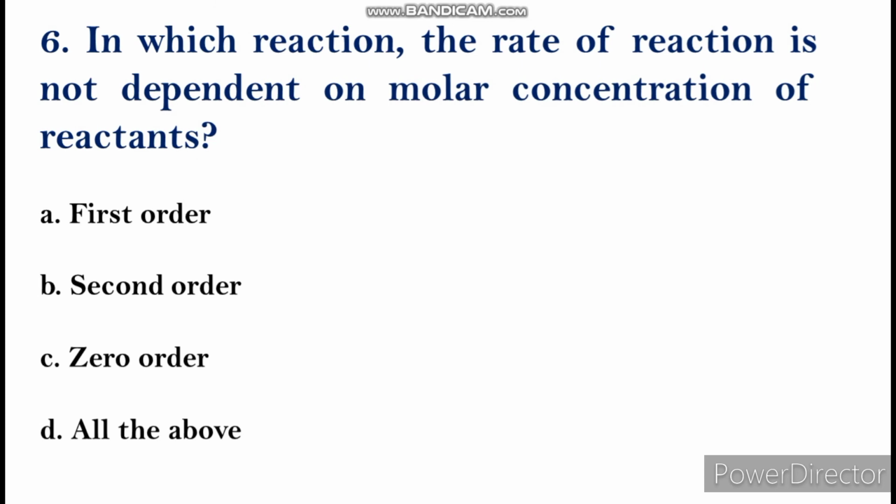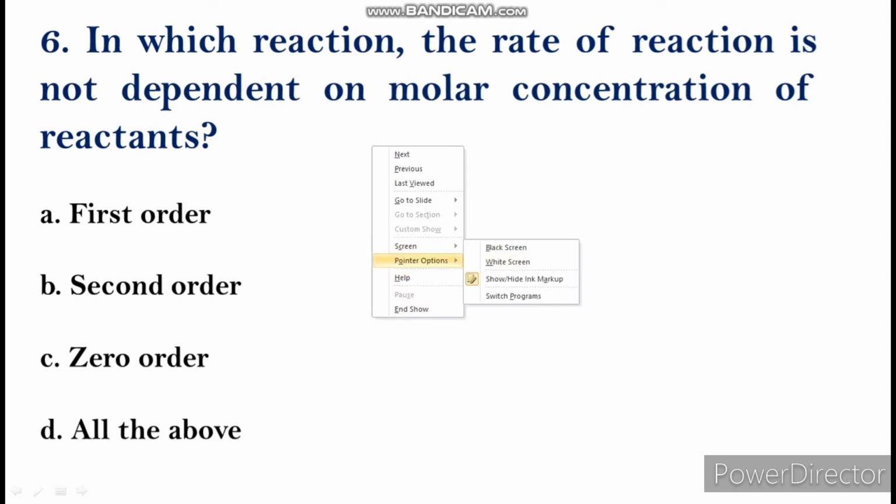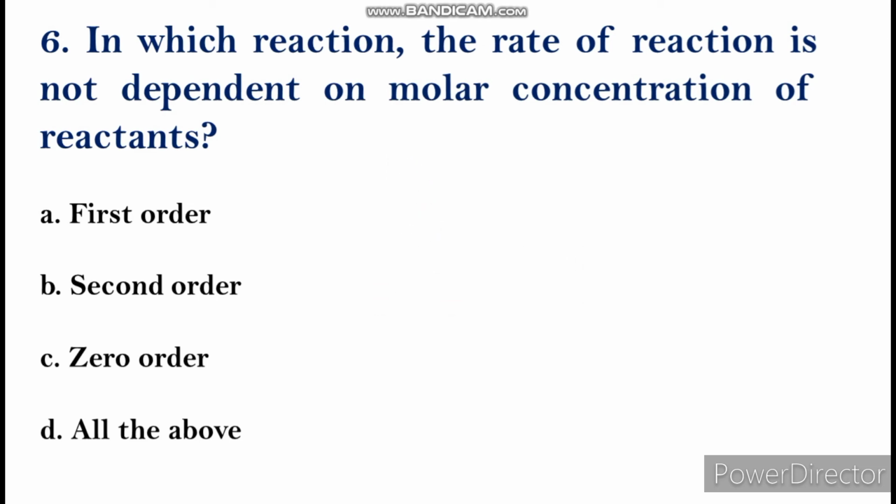Now let's see the sixth question. In which reaction is the rate of reaction not dependent on molar concentration of reactants? What they are saying is the rate of reaction equals K into reactant concentration raised to 0, because they are saying not dependent.